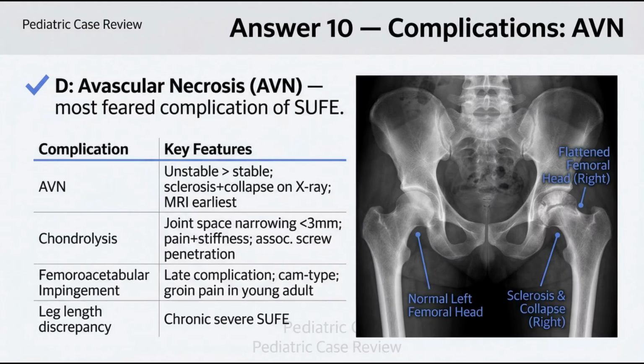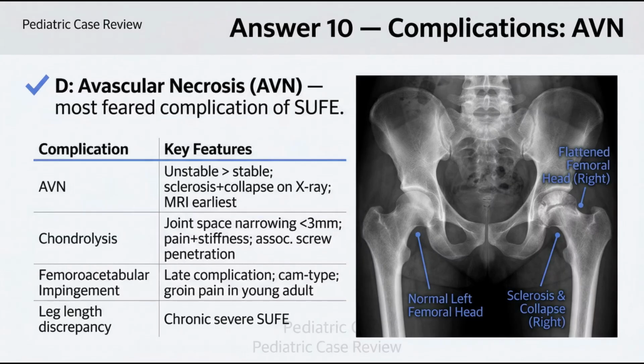Avascular necrosis of the femoral head, which is the most feared complication of slipped upper femoral epiphysis. Sclerosis and collapse or flattening of the femoral head on X-ray are late signs. Magnetic resonance imaging detects avascular necrosis much earlier.